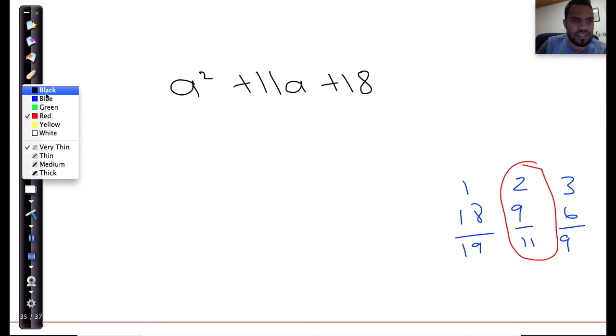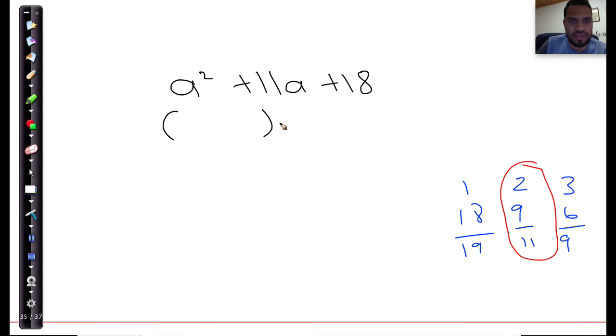So let's do that, and we say, okay, open bracket. Let's put in a 2, let's put in a 9, let's put in an a and an a. I can just put a and a because this is just a squared. The last term tells me both need to be the same signs, and the middle term tells me both need to be positive. Okay, and there we go, that's factorized.